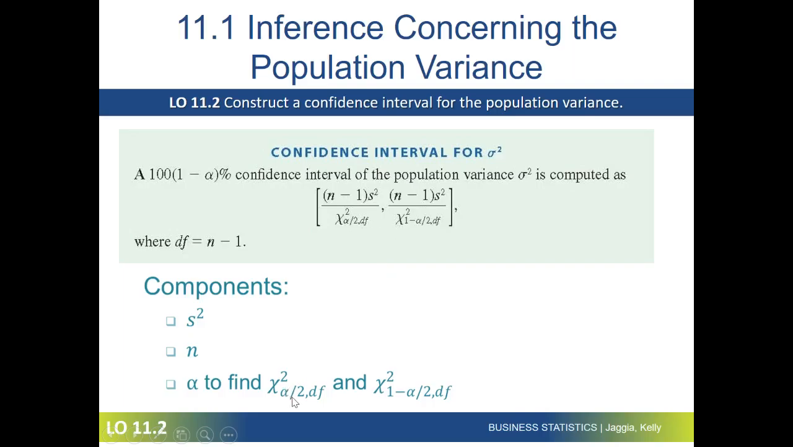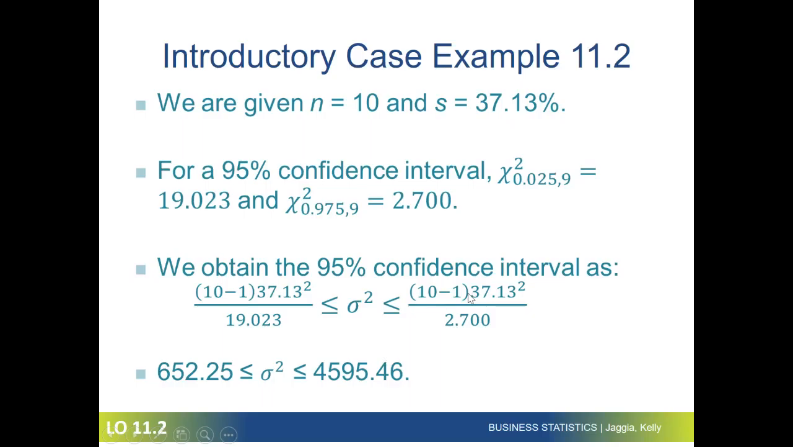Notice one is alpha over 2 with degrees of freedom. One is 1 minus alpha over 2. So if we wanted a 95% confidence interval, we'd have the 2.5% off to the right, 2.5% off to the left. Notice they're kind of reversing what you did before. And to be perfectly honest, you can create these statistics, 19.023 and 2.7, using this, even if you don't know which one goes where.